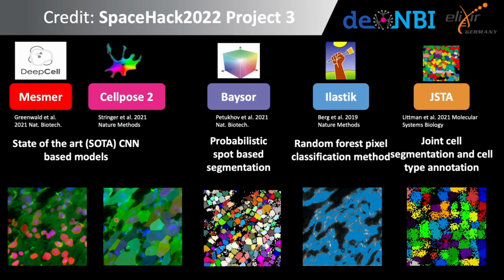From our impression, the CellPose 2 model actually worked quite nicely, as you can see here, but other methods, also spot-based segmentation methods, which don't take any prior into account, were sort of problematic.